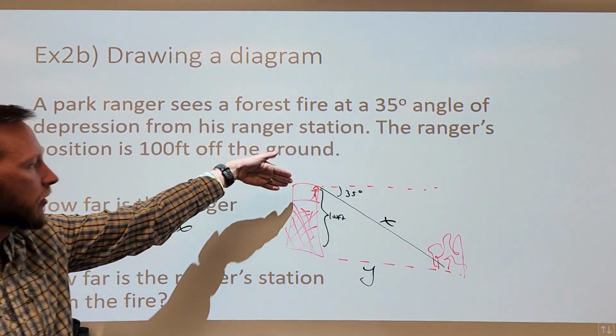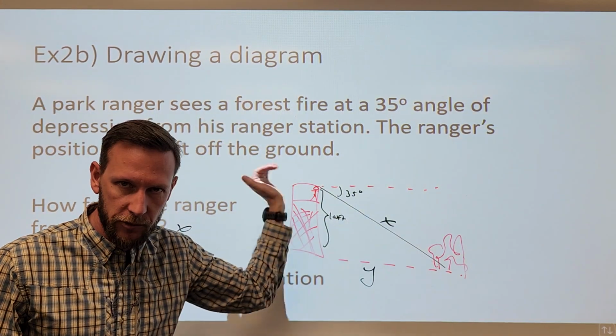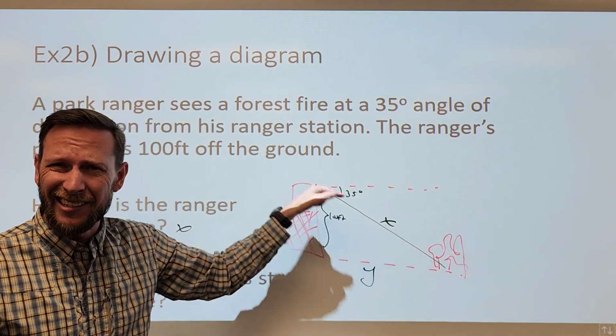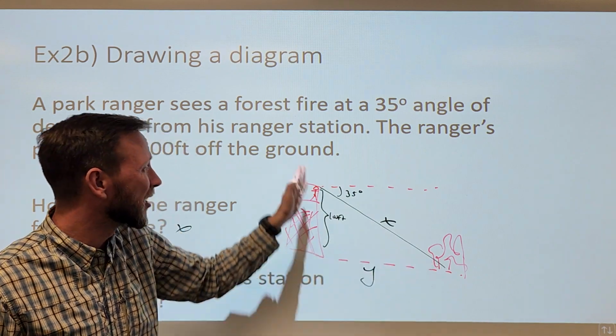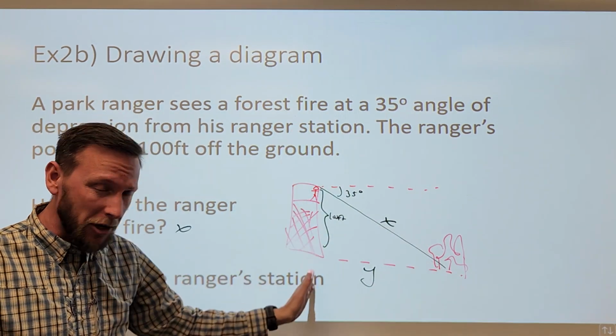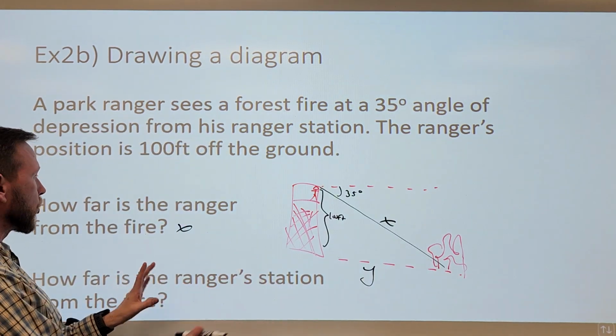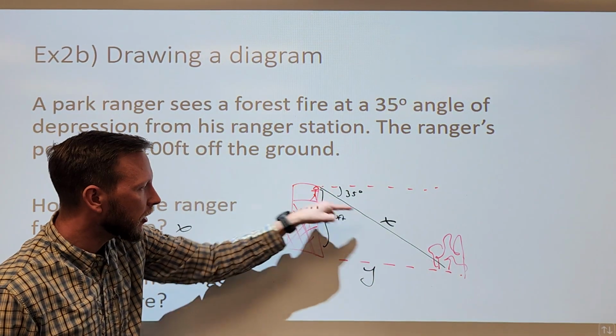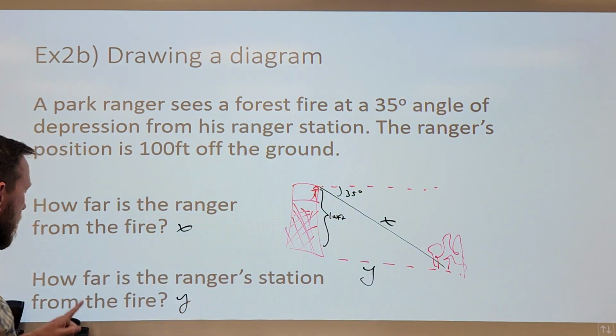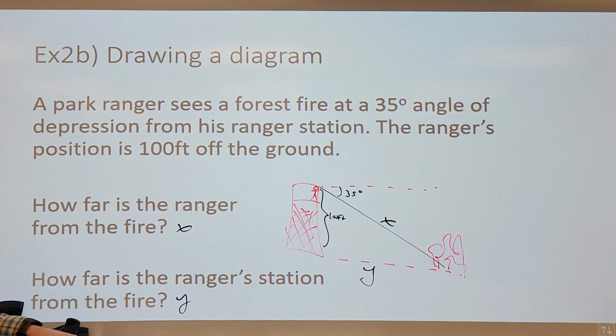All right, so the ranger can see where it is and know how far away it is. They're not going to be able to fly down there straight to it. They're going to have to go in a roundabout way down 100 feet of stairs and then, of course, over to the fire. So we want to know two things. How far is the ranger from the fire? That's where he or she is standing. And then, I guess it says he, but whatever. How far is the ranger's station from the fire? That's going to be y.